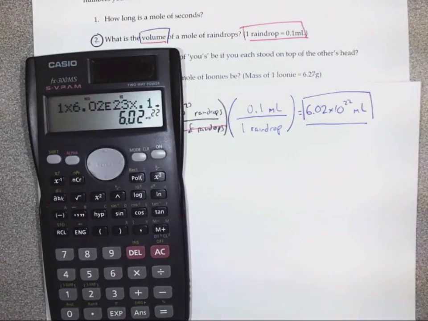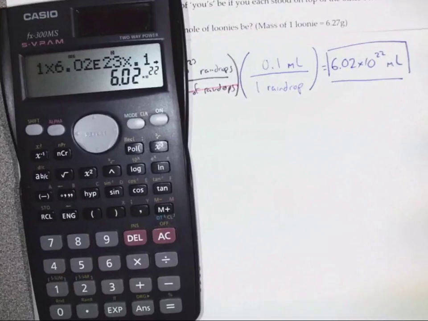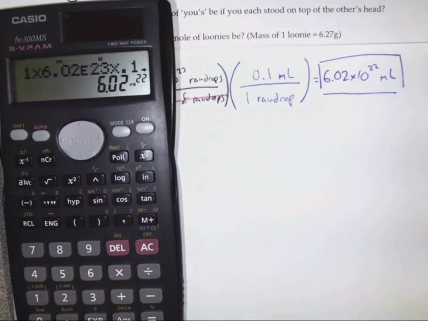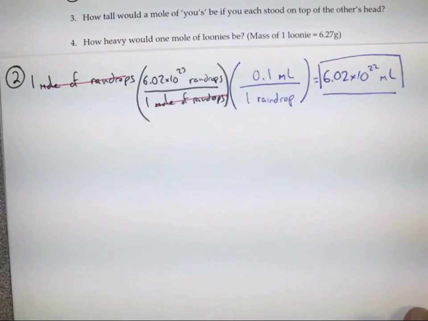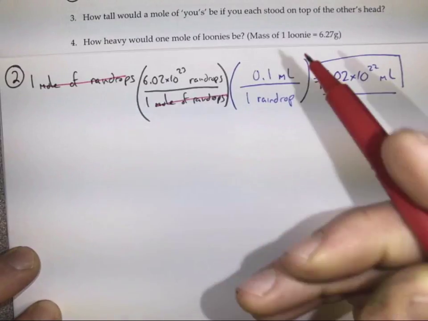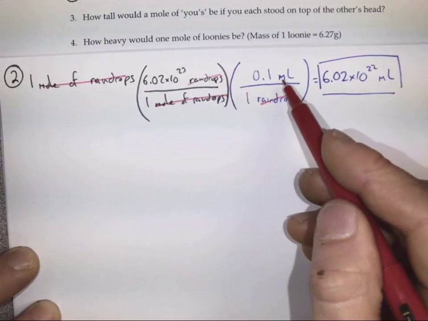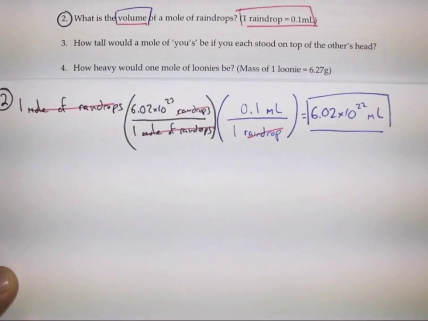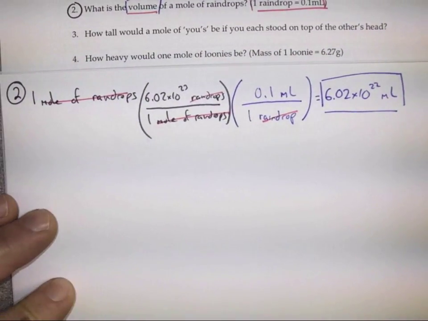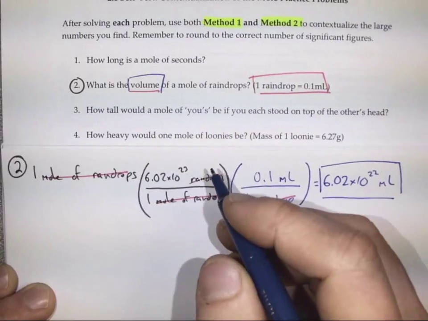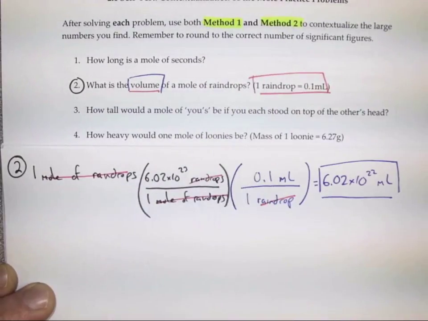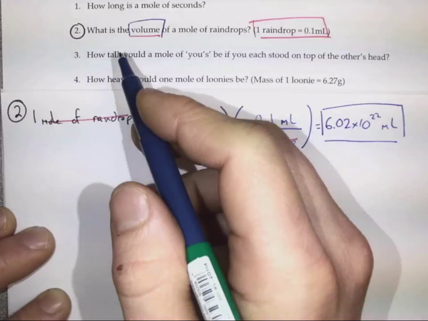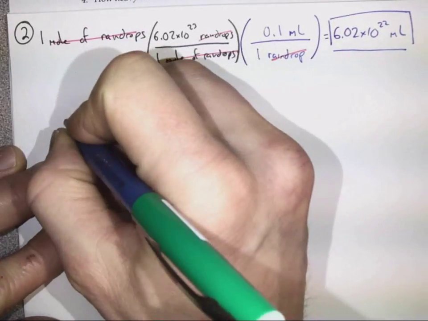It's kind of overexposed there, so I'm going to zoom in a little bit here. Okay. And I can see units of raindrops canceled out as well, leaving just units of milliliters. All right. Now, our goal is to contextualize, so we're going to use method 1 and method 2 to contextualize our numbers. Okay, so method 1.